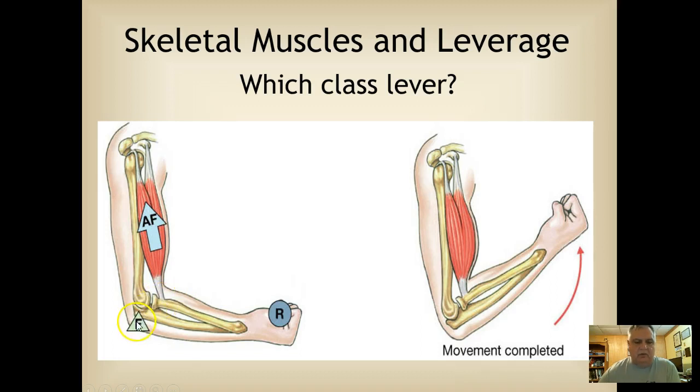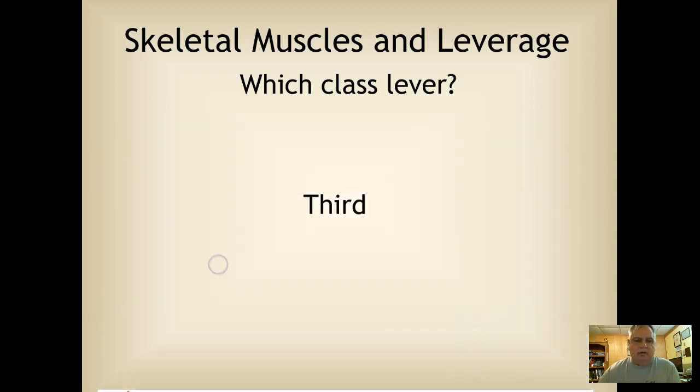If that's the case, here's the joint, the fulcrum. The effort is going to be applied in the middle between the fulcrum and the resistance, the weight that we're trying to overcome. So this time, the effort is in the middle. If the effort is in the middle, what type of lever is it? It's a third class lever. Okay? So hopefully that helps you to identify which class of lever we're taking a look at.